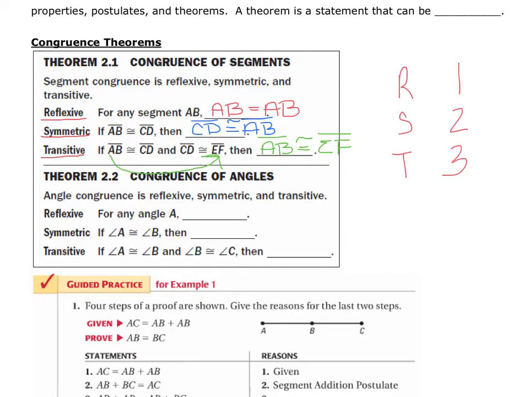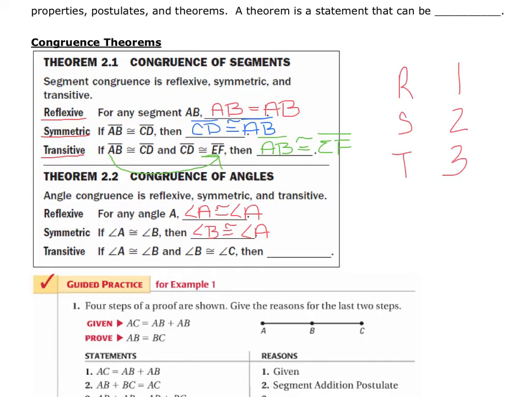All right, so for segments, we can also do the same thing for angles. For any angle A, it is going to be congruent to angle A. Symmetric: if angle A is congruent to angle B, then you can flip it around.